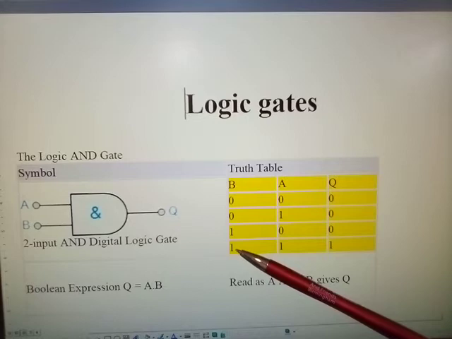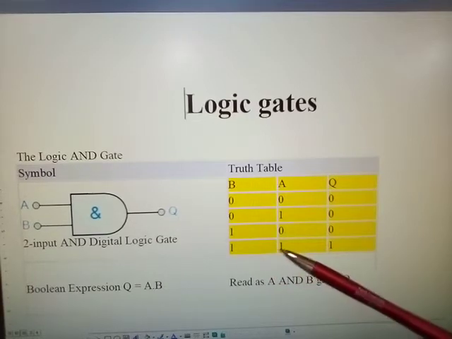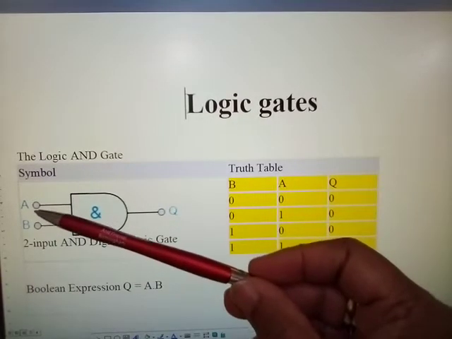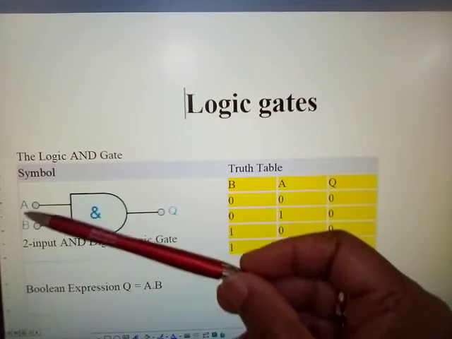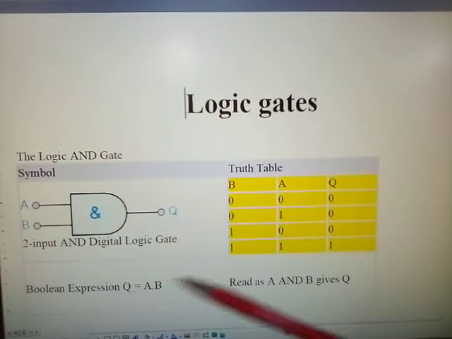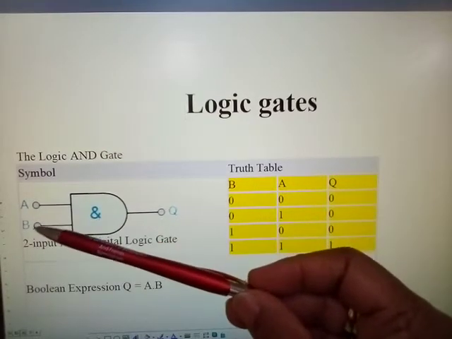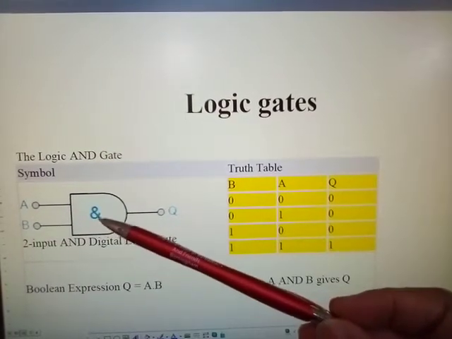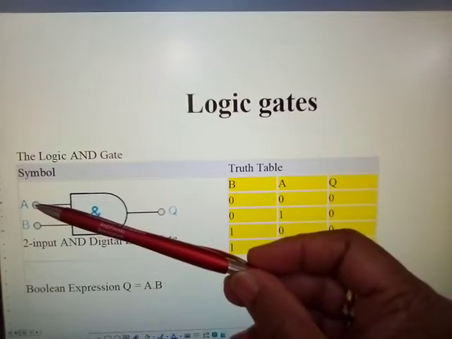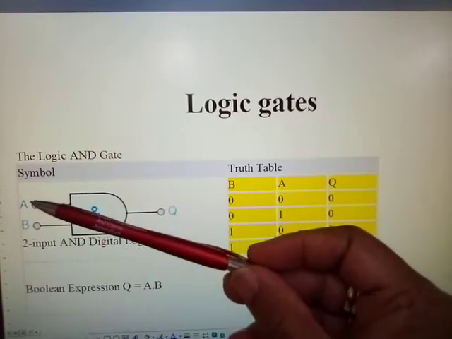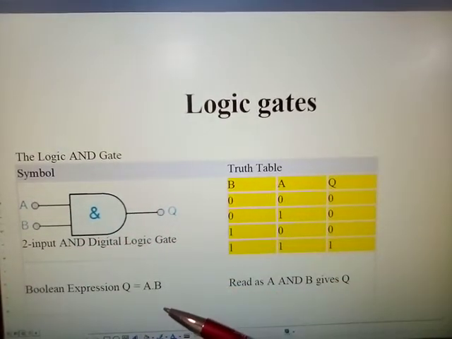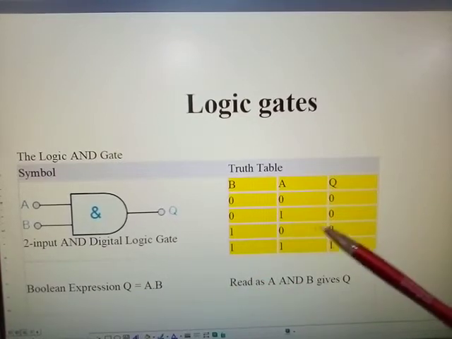Now we have applied 1 to B and 1 to A. So here and here we have now a logic state of 1. That gives us a logic output of 1. That means that to get any output from this AND gate, both logic inputs must be at logic 1. Okay.